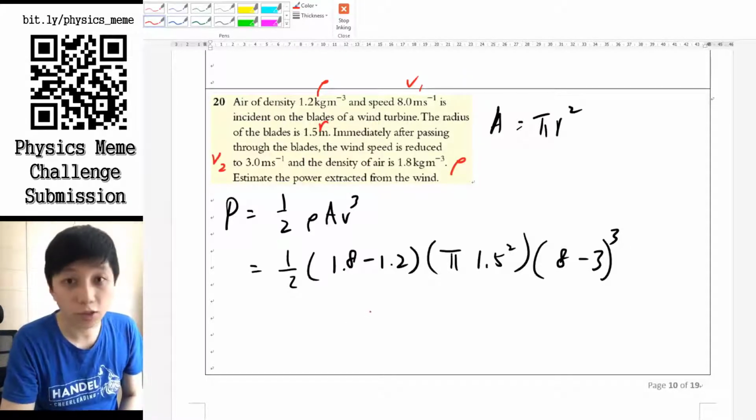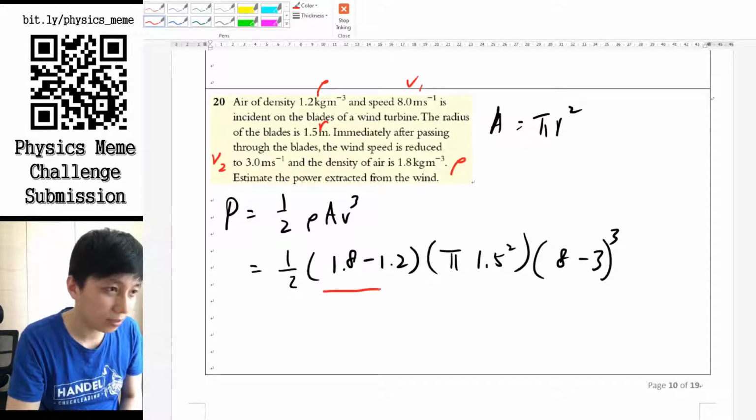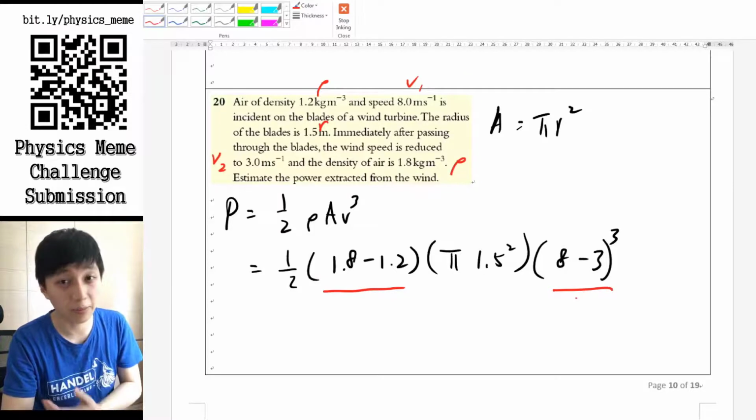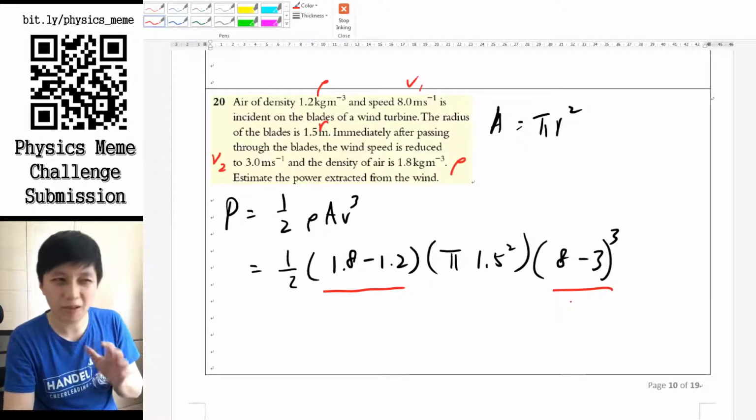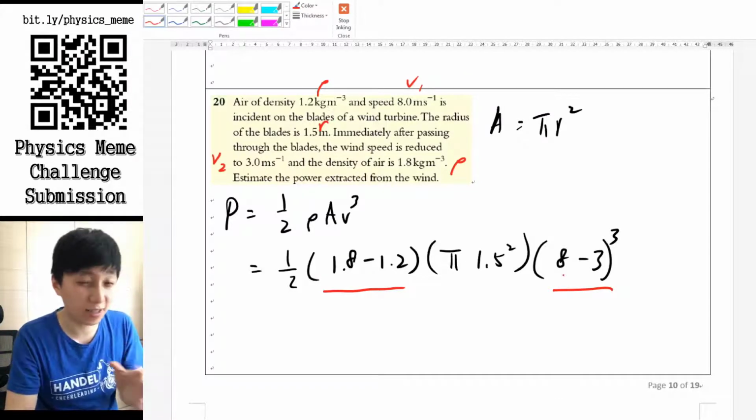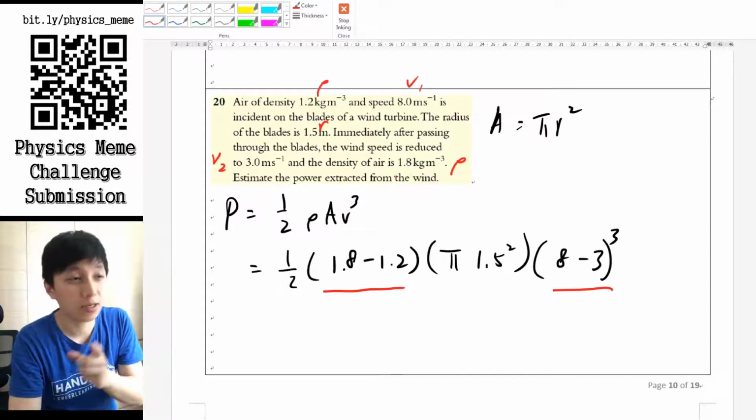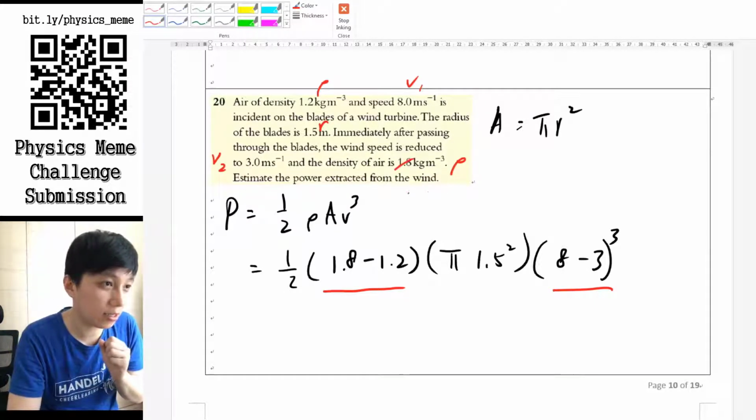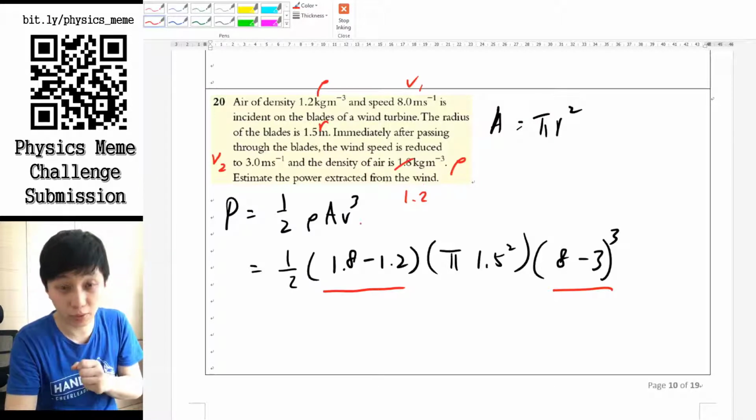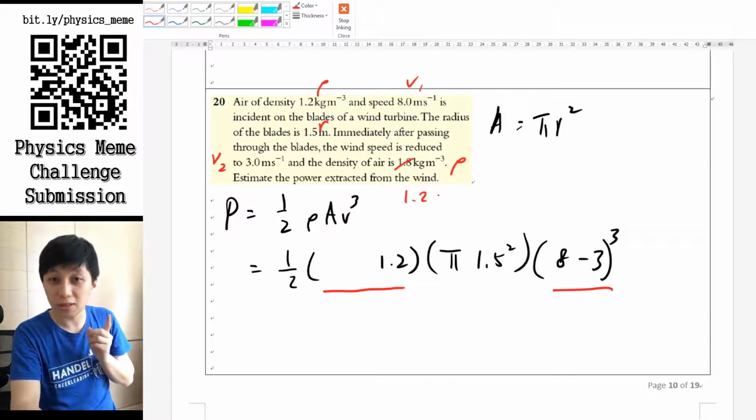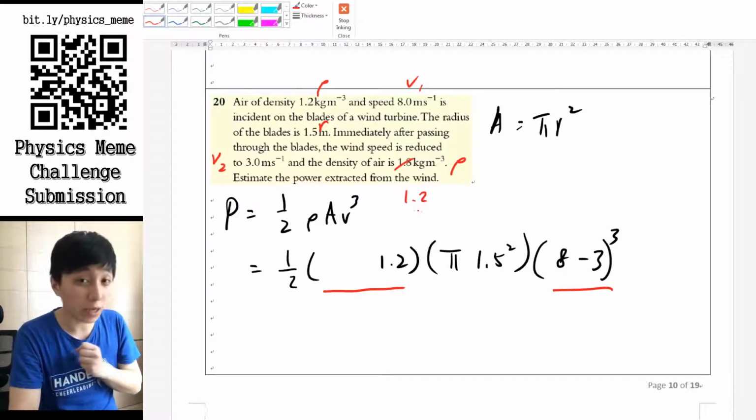A few seconds later. Okay, so the actual problem is you can't subtract the density and the velocity at the same time like this. Then you may say, hey, what if the density doesn't change? Okay, so let's tweak the question. Let's say the density remains unchanged at 1.2. So what if we just keep it as 1.2? Do you think this would then be okay to calculate?